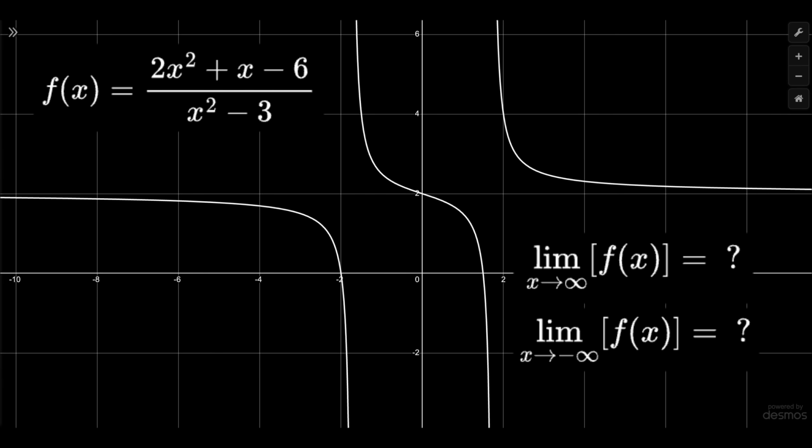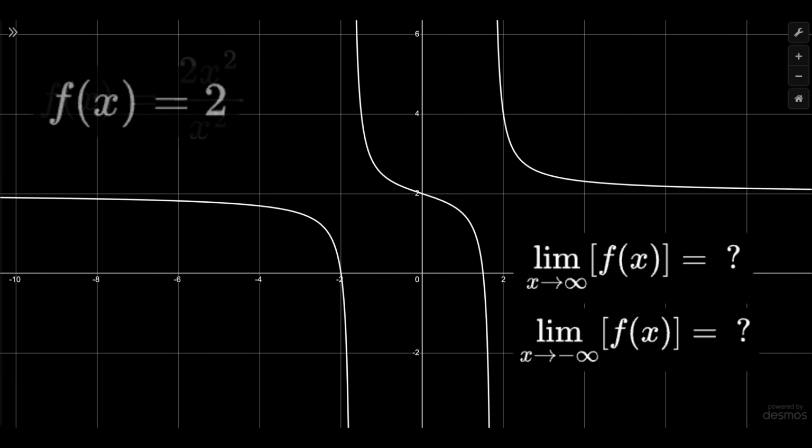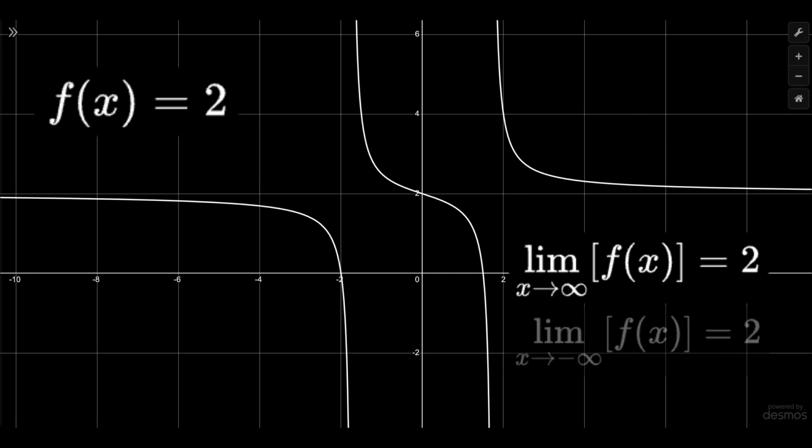Here's another horizontal asymptote question. If you want to try this out on your own algebraically, you need to pause right now. Anyway, we're going to do the same thing as last time and replace each polynomial by their highest degree term. It turns into this, and then it turns into this. As you can see, the asymptote is y equals 2 for both directions.